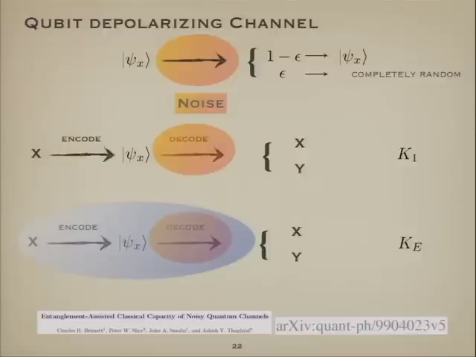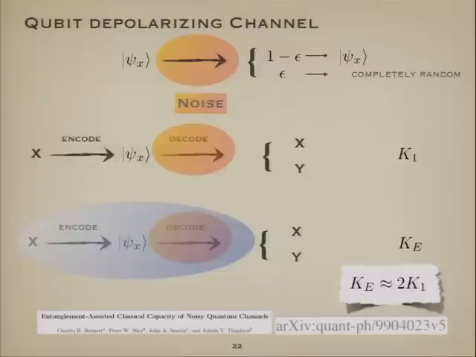And now you can use the same channel. The only difference is that now sender and receiver initially share maximally entangled states. And then you have the capacity KE, E for entanglement. And the beautiful thing is, if you use entanglement, you can double your channel capacity. So we have a system where you would like to transmit classical information. It is reasonable to assume that you can create this entanglement resource, and this entanglement would allow you to double the capacity of your noisy channel. So that's something worth thinking about.